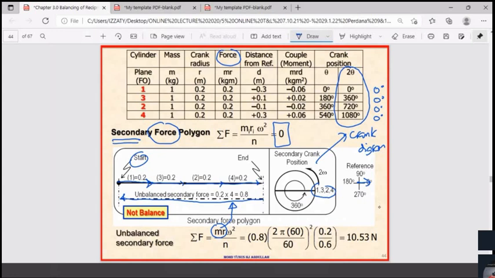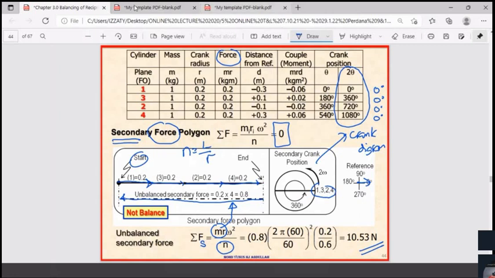Then omega, given n, can be calculated because n is simply the ratio L by R. You have the numbers. You have 10.53 Newton. This one is F, this one put it as F secondary.